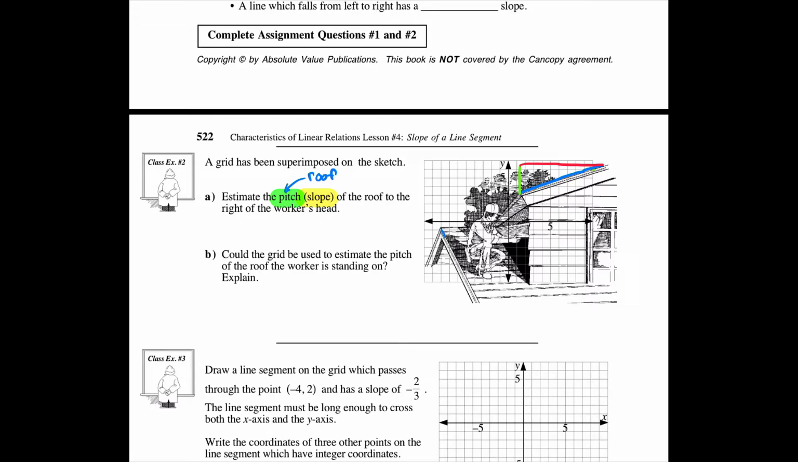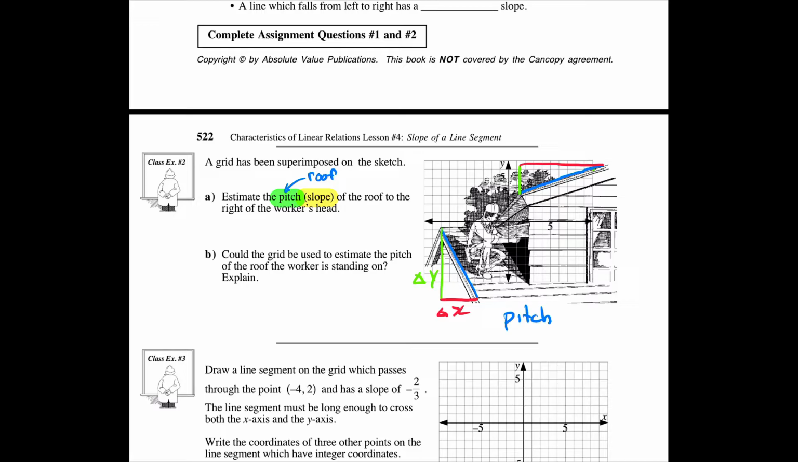And we've got another roof line right here, which again would form another right angle triangle, and calculating the change in y over the change in x, we can determine its pitch.